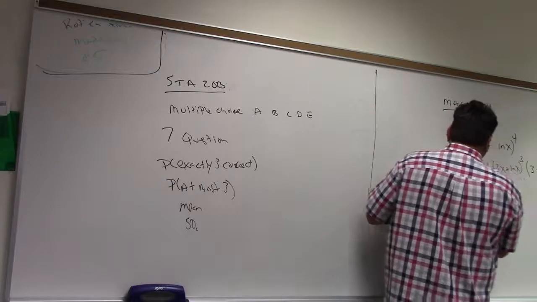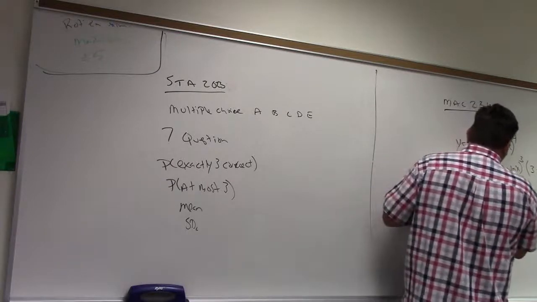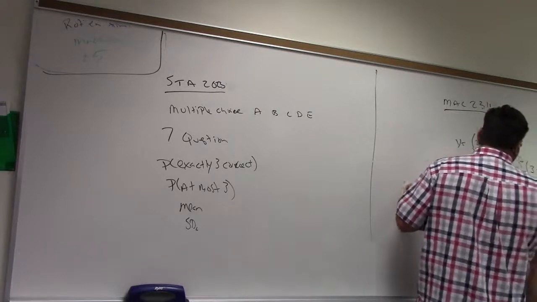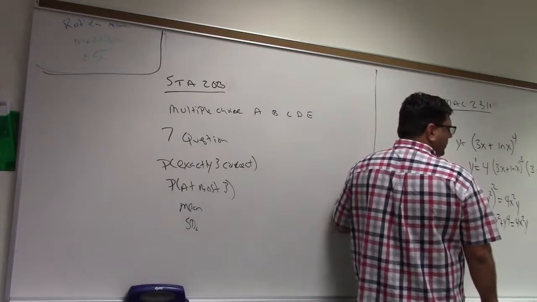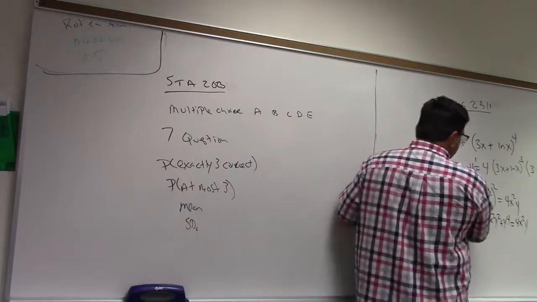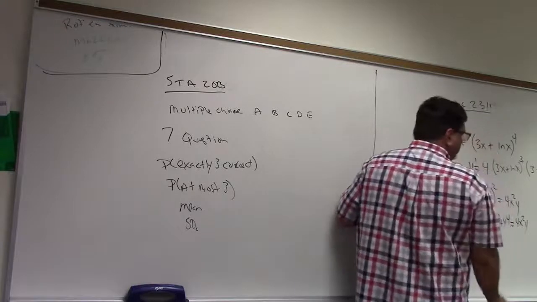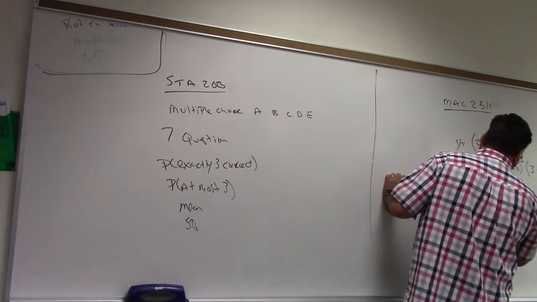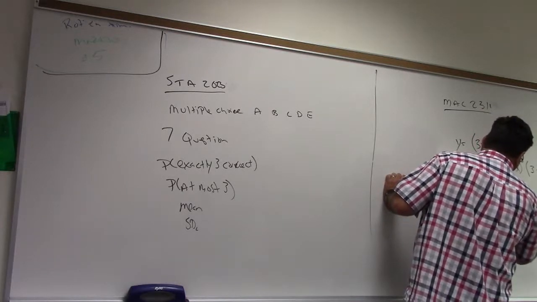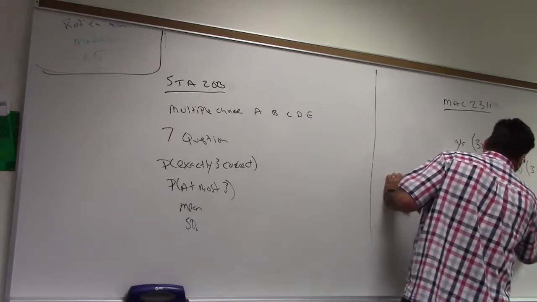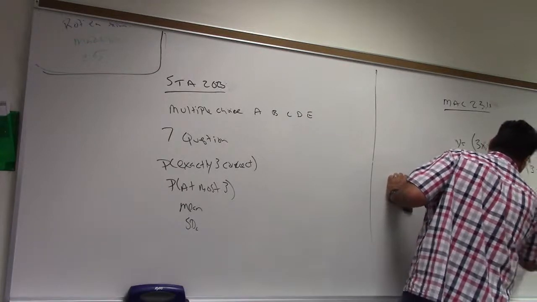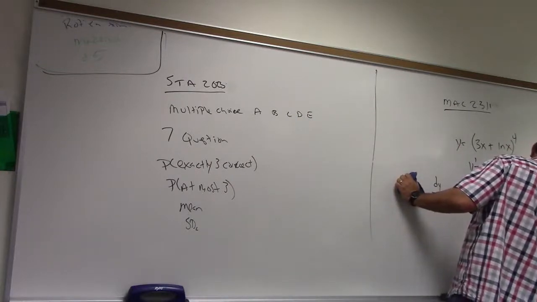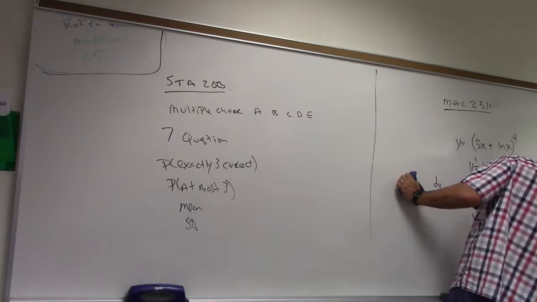For the first... No, I don't know why I thought this was a better option. This becomes 4x cubed. This becomes 4xy squared plus 4x squared y dy/dx plus 4y cubed dy/dx equals 8xy plus 4x squared dy/dx.